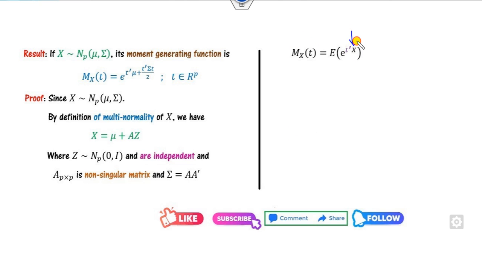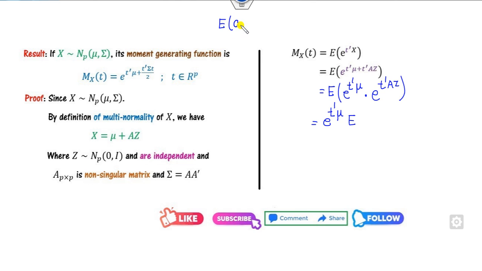I can substitute the value of x from this equation into here. Now I can write this value as E of e to the power T transpose mu times e to the power T transpose A Z. T transpose mu is a constant value which comes outside, because we all know E of AX will be A times the expected value of X.